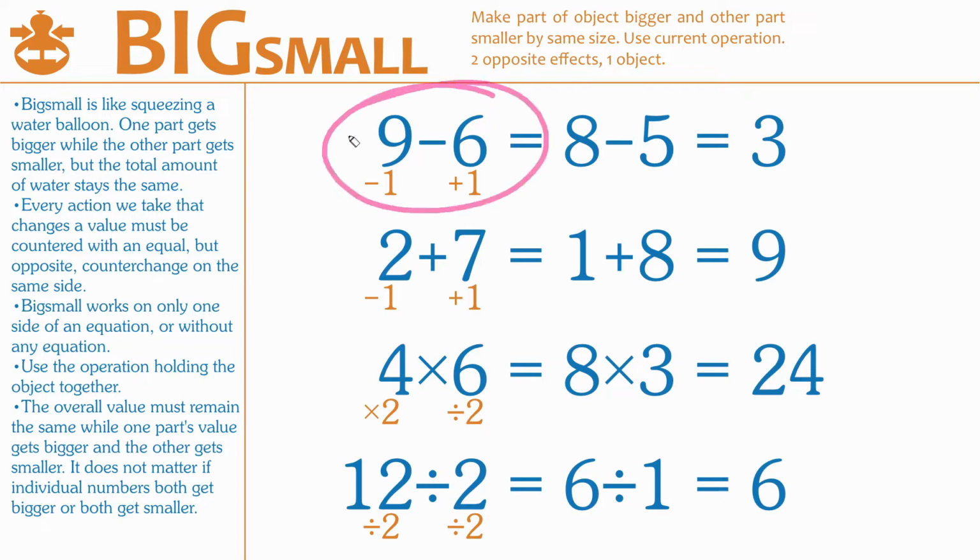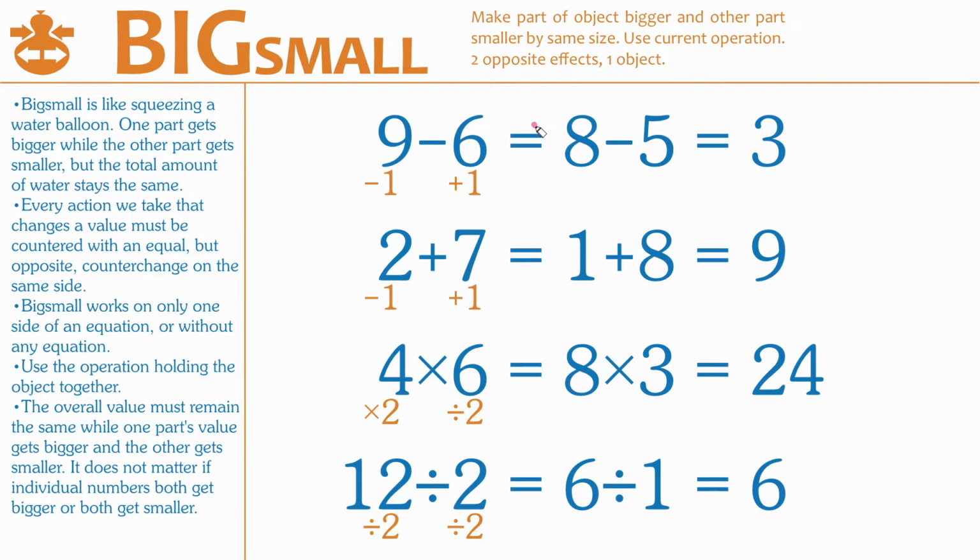For example, right here, when we have 9 minus 6, if I subtract 1 from the 9 but add 1 to the 6, I'm still the same. 9 minus 6 is the same as 8 minus 5, which is 3. Notice 9 minus 6 is 3, 8 minus 5 is 3, 3 is 3. It stayed the same.